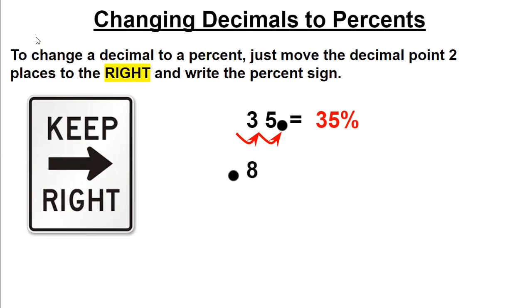How about 0.8? You want to make that into a percent. Remember to move the decimal 2 to the right. There's 1 jump. There's 2 jumps. Our decimal goes there now. What do we do with our empty space? Right, we fill it in with a 0. So now we can drop the decimal because 80 point is just 80, isn't it? So our answer is 0.8 is the same as 80%.